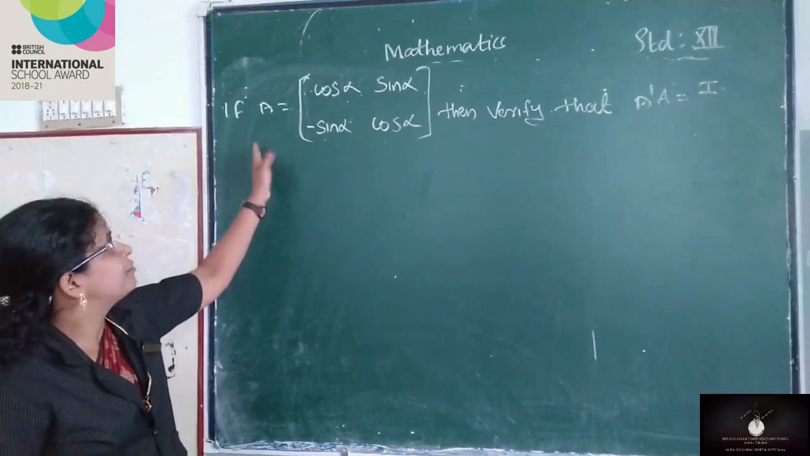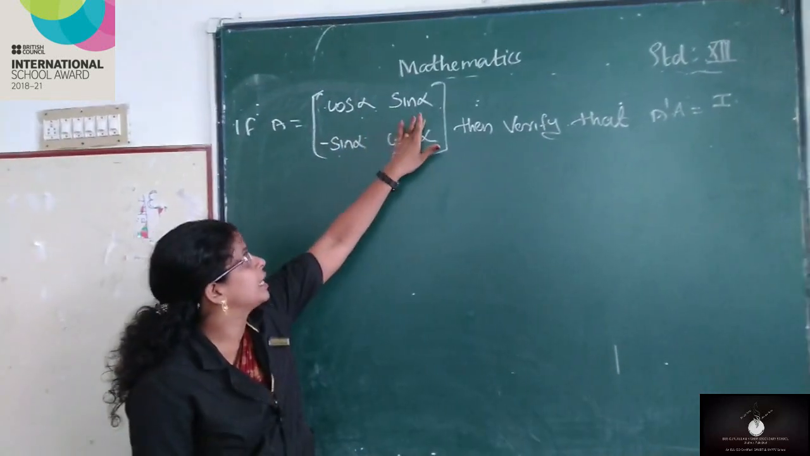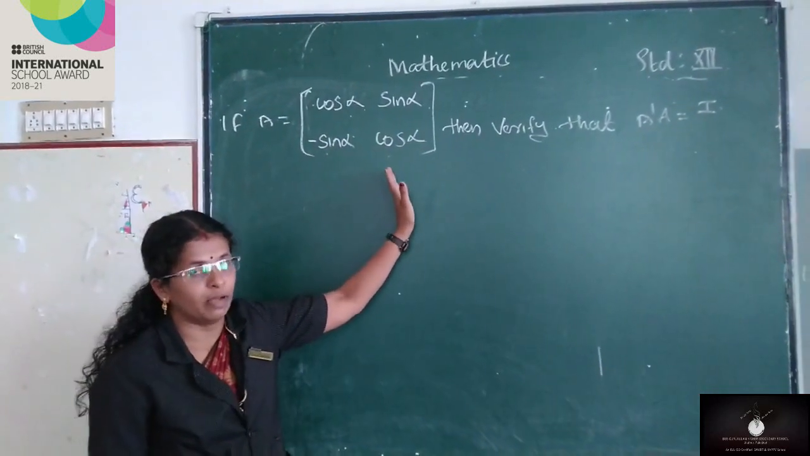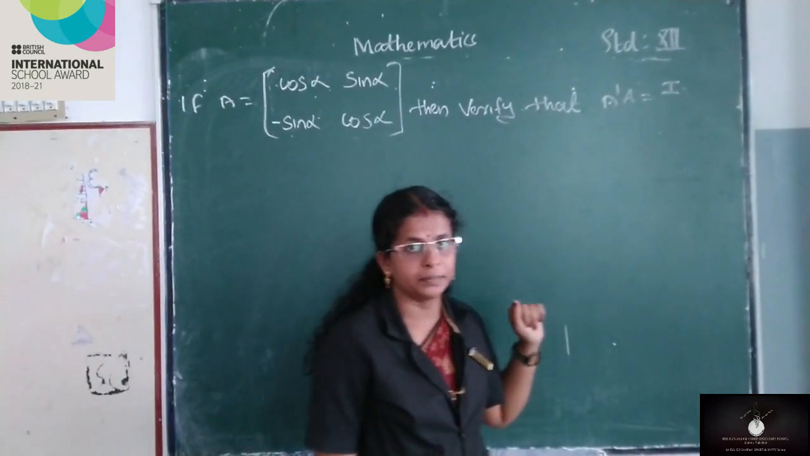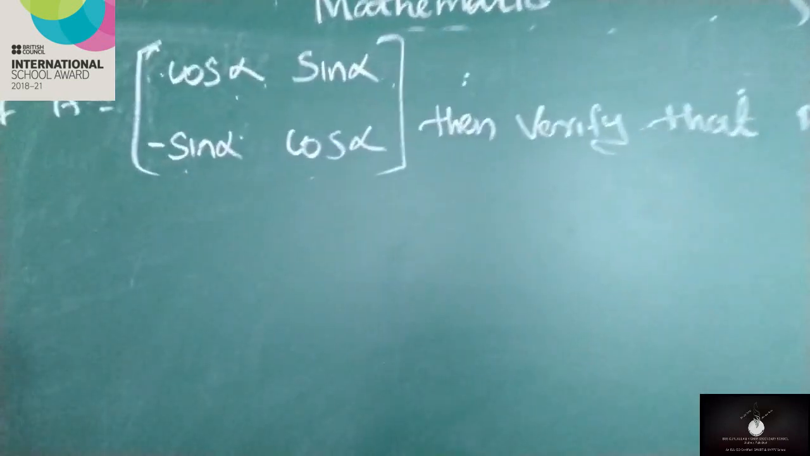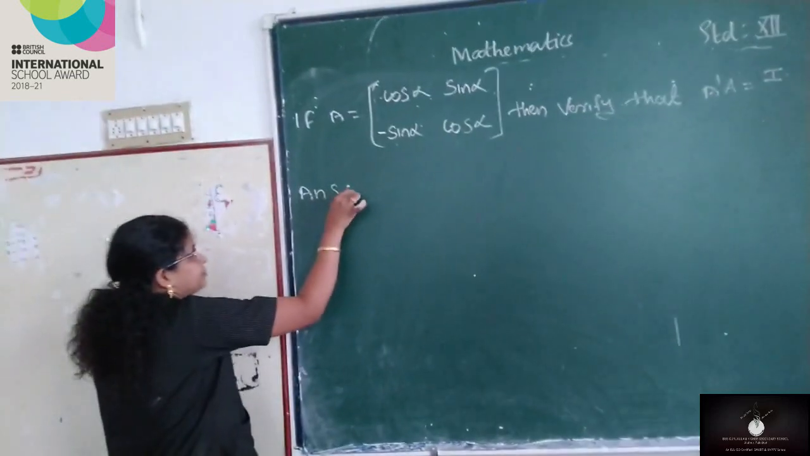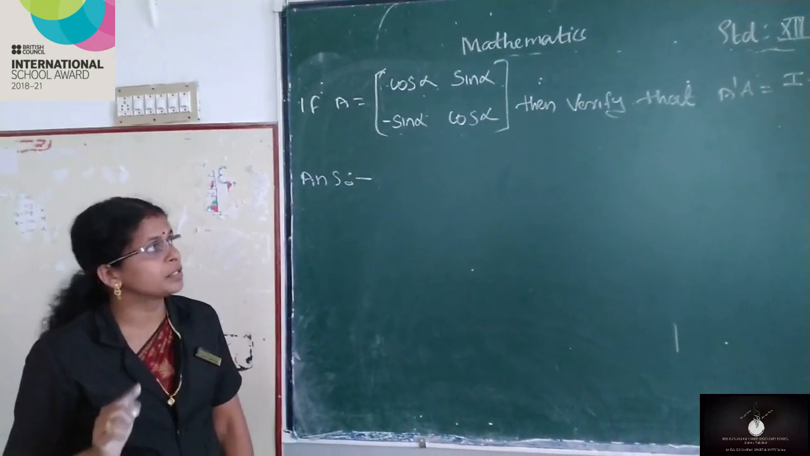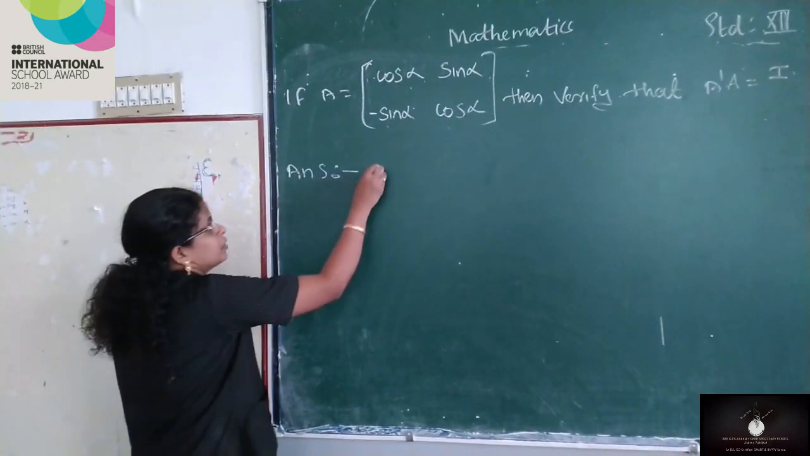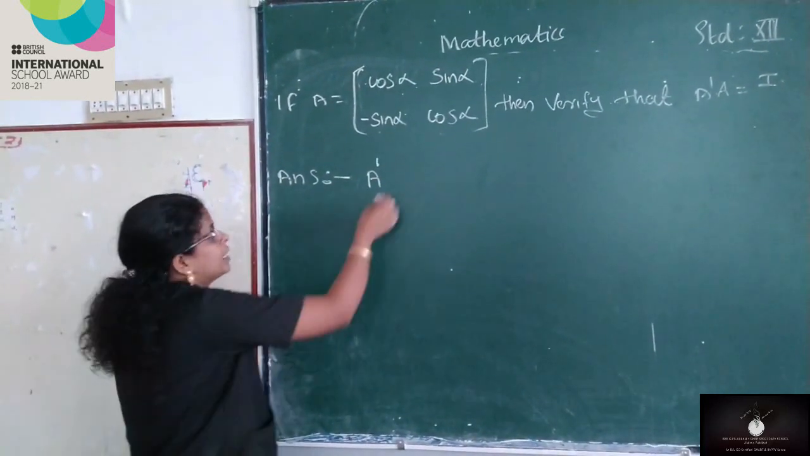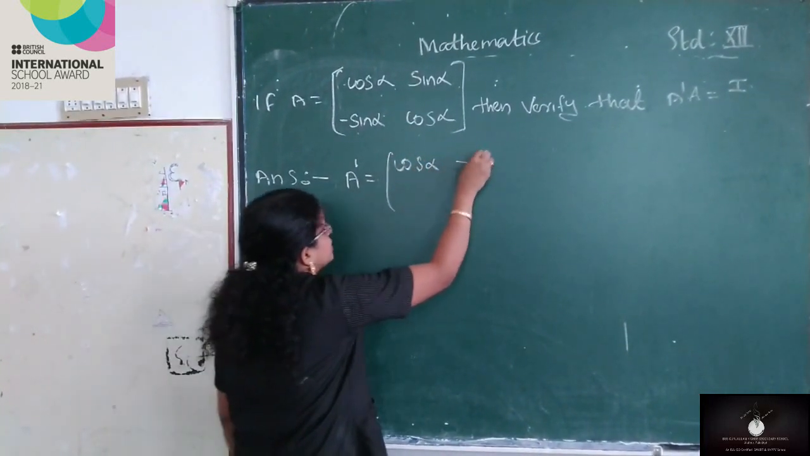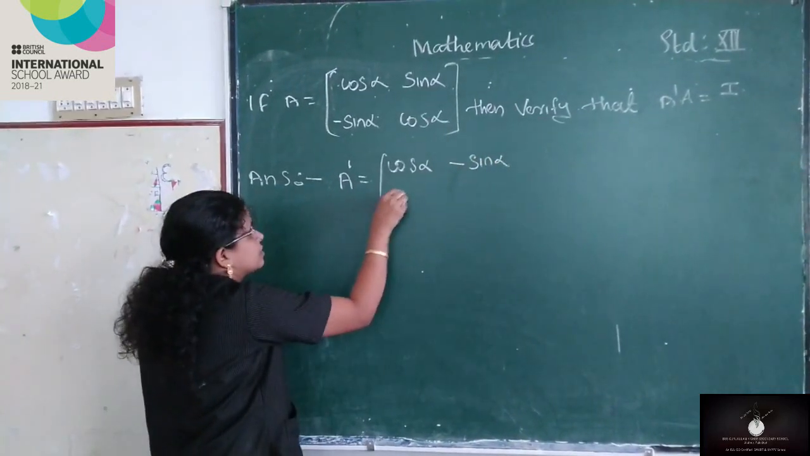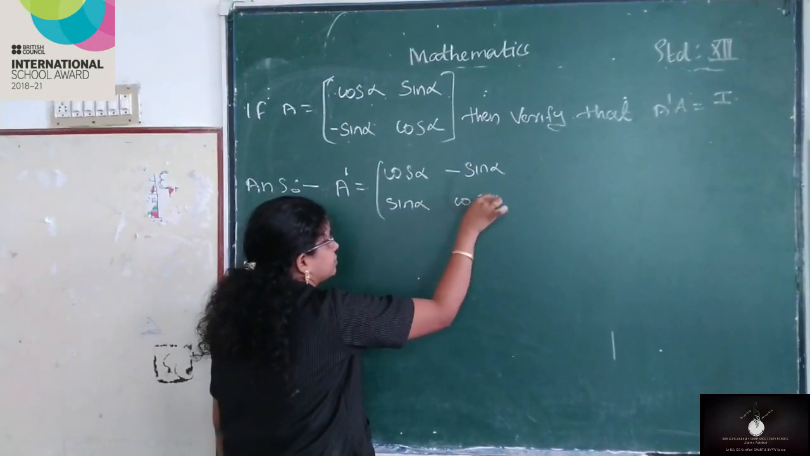Next problem is, if A is equal to matrix cos alpha, sin alpha, minus sin alpha, cos alpha, then verify that A transpose into A equal to I. So we have to prove A transpose into A is equal to I. So first we have to write A transpose. So A transpose equal to what? Cos alpha, minus sin alpha and sin alpha, cos alpha.